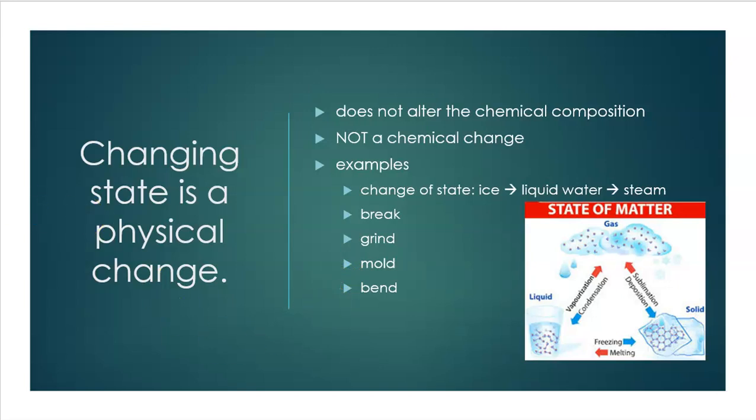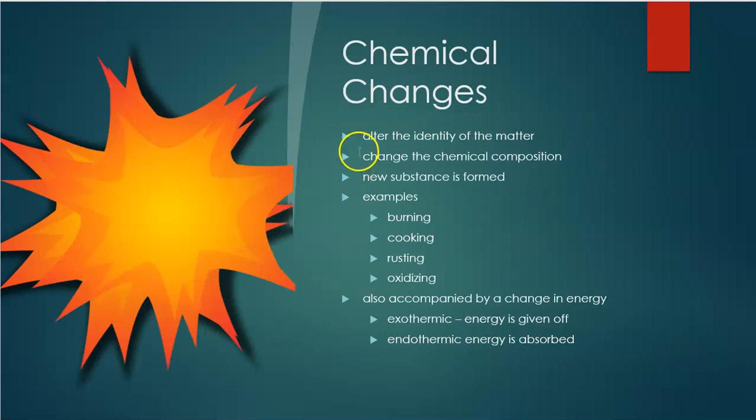Now, if we're talking about altering the identity of the matter, that would be a chemical change. In other words, a chemical reaction has to occur. A chemical change or chemical reaction actually changes the composition of the matter and a new substance is formed. An example would be burning or cooking or rusting or oxidizing or tarnishing. Those are all chemical changes.